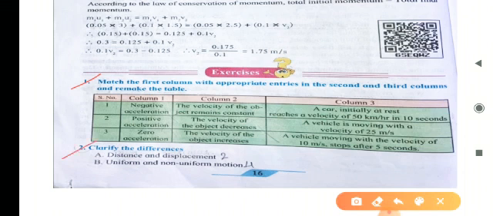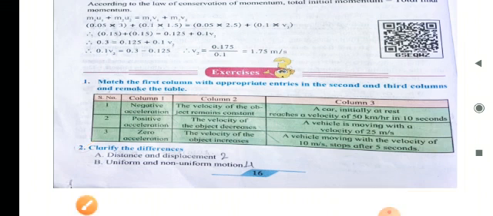Second question, clarify the differences. A, distance and displacement. I have shown you in the slides very well the differences, so you can take down from there. B, uniform and non-uniform motion. On page number 4 you can see this. You can write the definitions and examples over there.